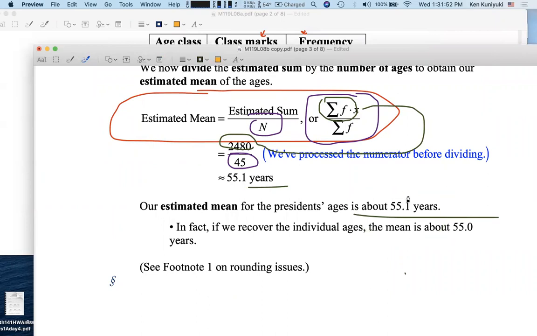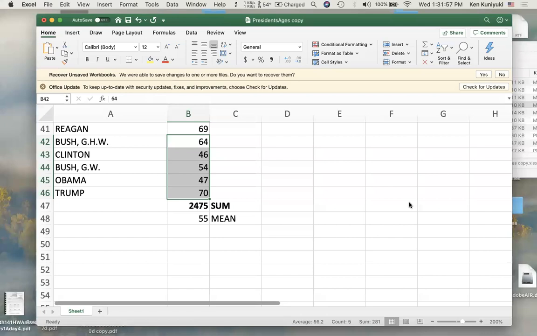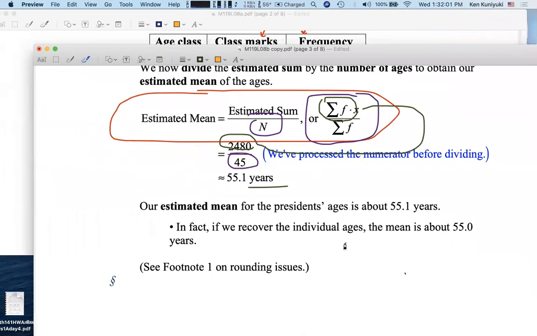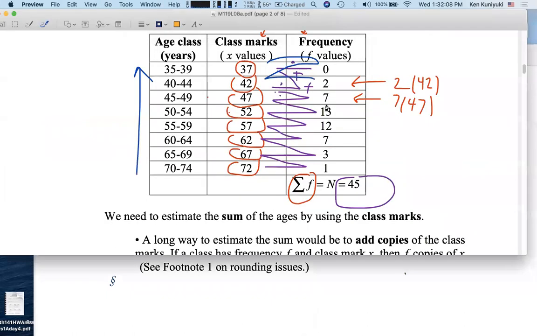In any case, I think we did a great job. Okay, this really matches up with our Excel spreadsheet, right? Excel says 55, we got 55.1. Come on, with months and days, we might have been more accurate this way. All right, estimating means from a frequency table.